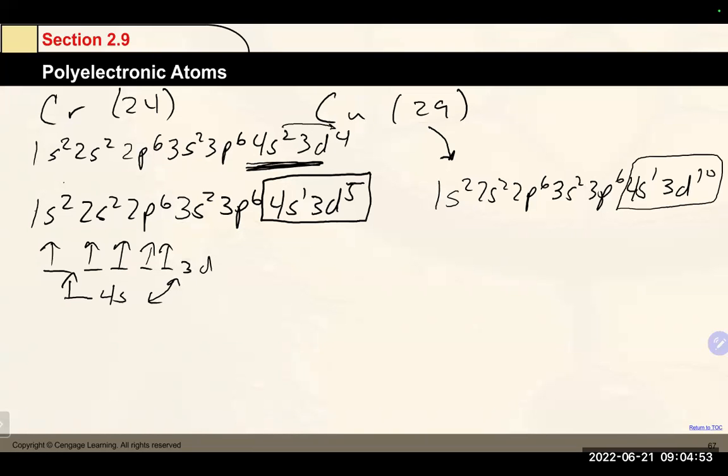Actually, when you look on the periodic table below chromium and below copper, there are a lot of very similar exceptions that occur there. And let me go find that slide here.